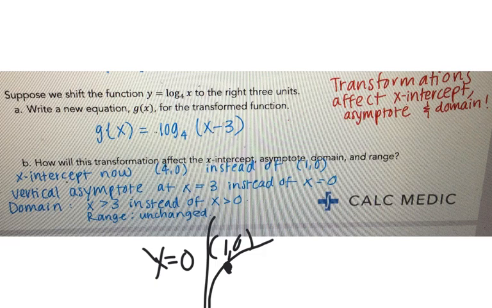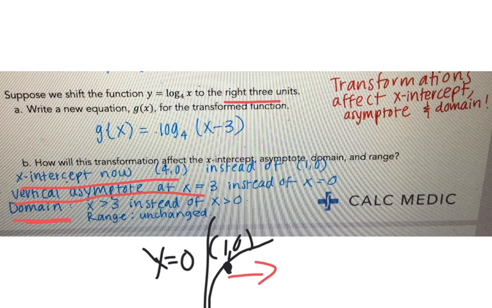Right? Those are the main characteristics that we looked at that were common with all logarithms. If I shift the graph right 3, that is going to move the x-intercept right 3. If I shift the graph right 3, that's going to move the vertical asymptote right 3. If I shift the graph right 3, that would affect the domain. Instead of being from 0 to infinity, it's now from 3 to infinity, because we are moving that vertical asymptote over.